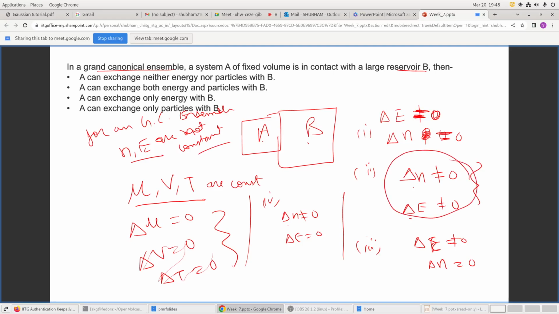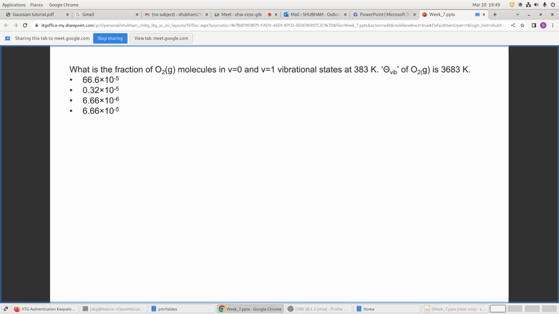The second one, A can exchange both energy and particle with B. What it cannot exchange: the volume change should be 0, temperature change should be 0, and change in chemical potential should be 0. Apart from these three quantities, other quantities are not constant. So these two are not constant. So A can exchange both energy and particle with B. So option B.